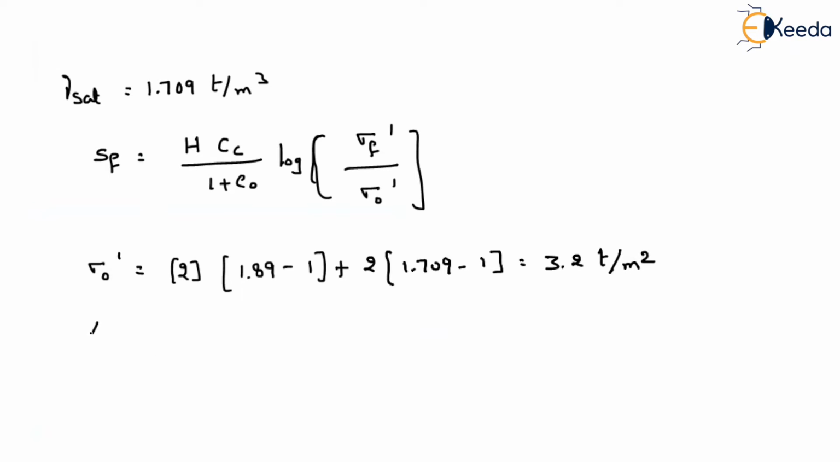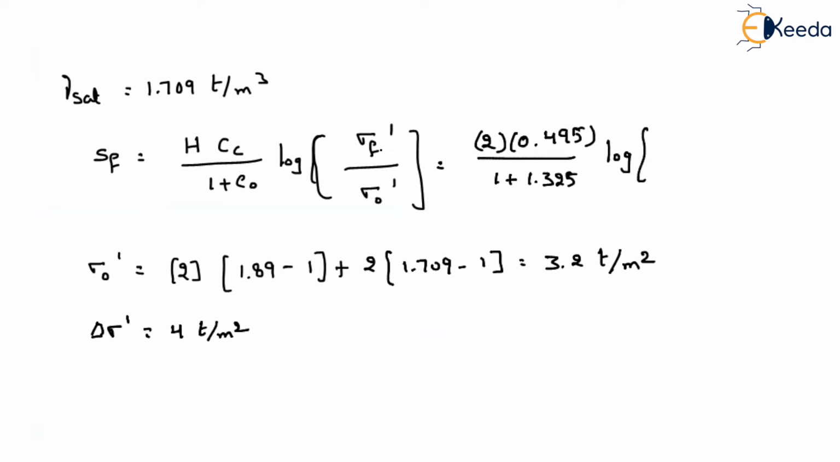Then what about the change in effective stress? The change in effective stress is due to the surcharge. What is the surcharge acting? That is nothing but 4 ton per meter square. That's it, applying this formula: thickness is given as 2, and Cc we are getting as around 0.495, divided by 1 plus void ratio, which is 1.325, into log of our final. Final is nothing but initial plus change. What is initial? 3.2, plus how much it has changed? 4, divided by initial, which is 3.2.